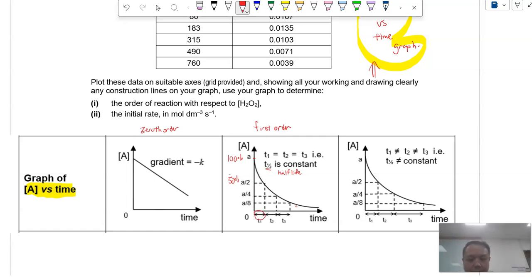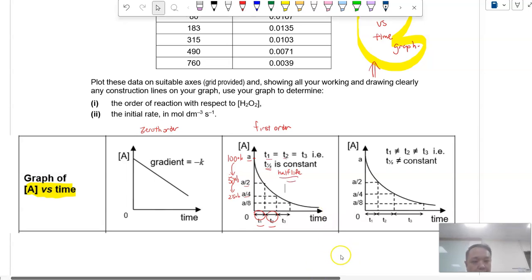Okay, and then the next half-life will be from 100 to 50. Next half-life will be 50 to 25%. That's what the A over 2 and A over 4 means. That's the second half-life. And if T1 is equal to T2, then this is what we consider as half-life is constant, and therefore it's going to be first order.